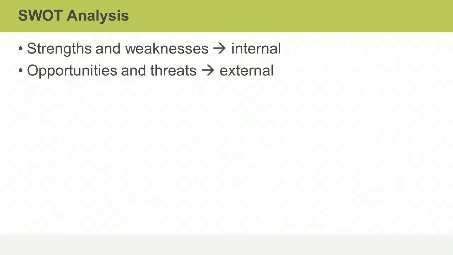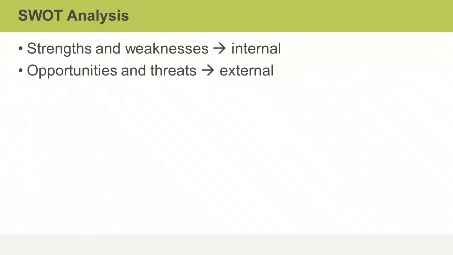SWOT analysis is one of the tools used to identify risks and classify them into different types. SWOT stands for strength, weakness, opportunity, and threats. Identifying risks within these categories gives you a broad view of the types of risks a project faces.